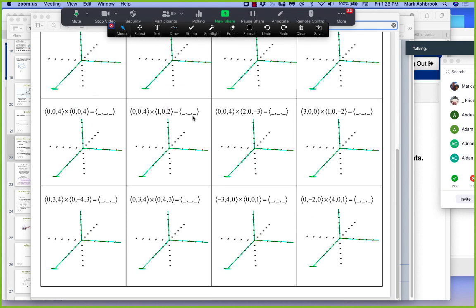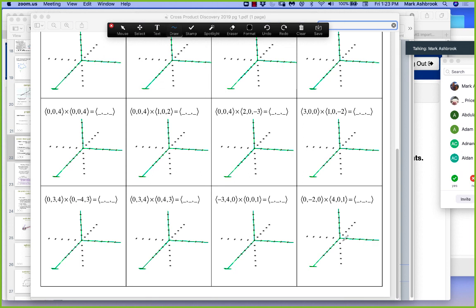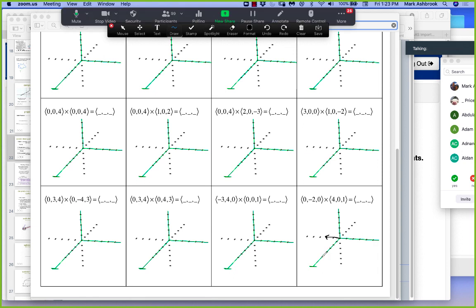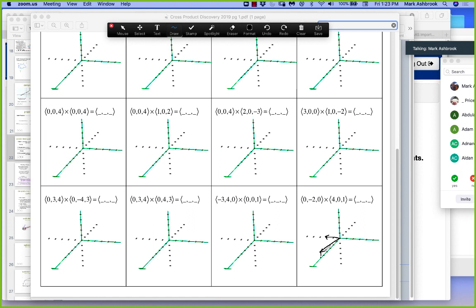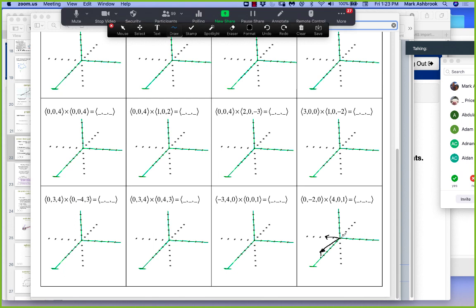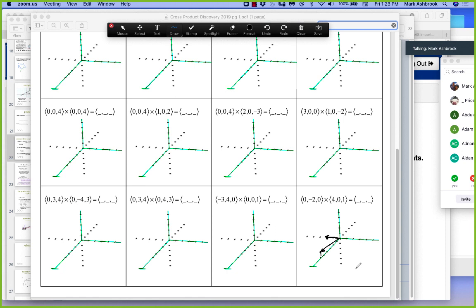So this example here is 0, negative 2, 0, this vector here, and then 4, 0, 1 would be this vector here. Okay, so let's try to make some predictions about this, magnitude and direction. So what can I say about the relative direction of these two vectors? You notice anything?